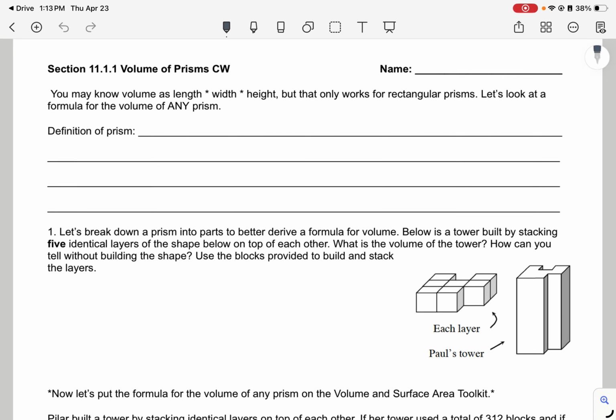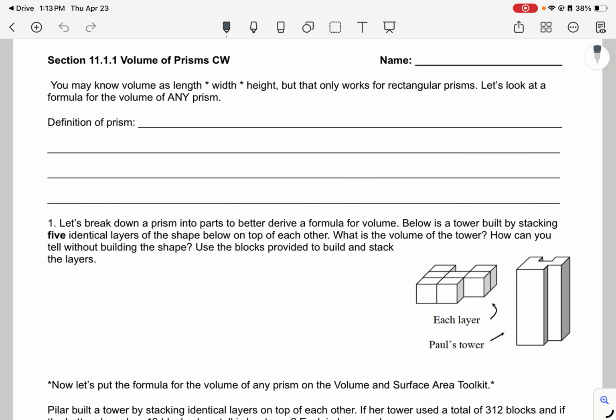Okay, so lesson 11.1.1 is volume of prisms. We're going to be talking about volume and surface area during this chapter. Volume is something that you've done in your past math life. You may know volume as length times width times height, but it only works for rectangular prisms, and we're looking at general prisms, any prism. So there's a bunch of situations that could happen.